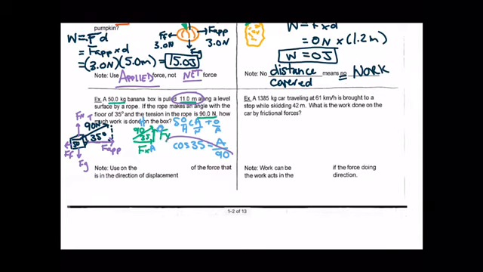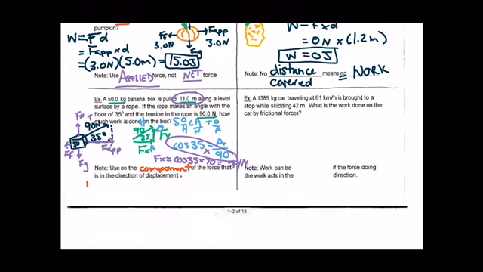So multiply these two together. So my f of x turns out to be cos 35 times 90, which is 74 newtons. I'm running out of room. So you want to use the component of the force that's in the direction of the displacement.